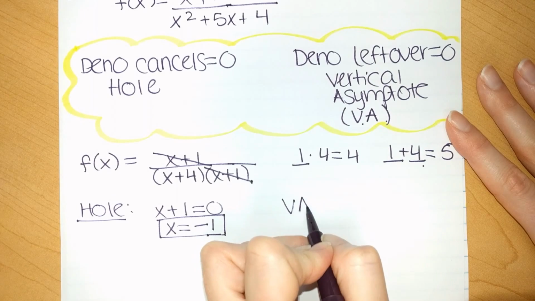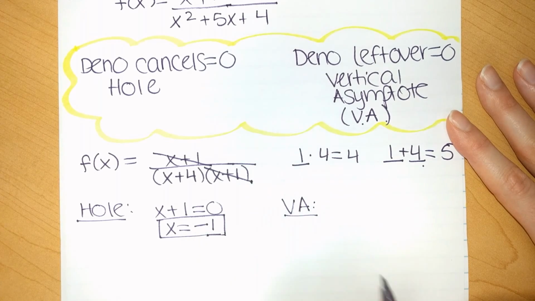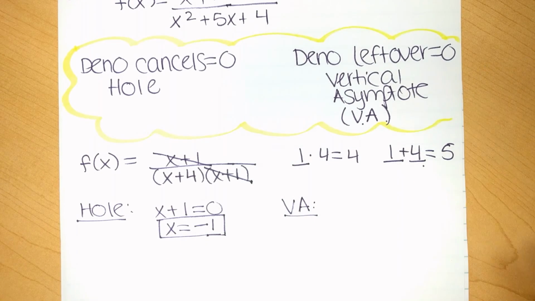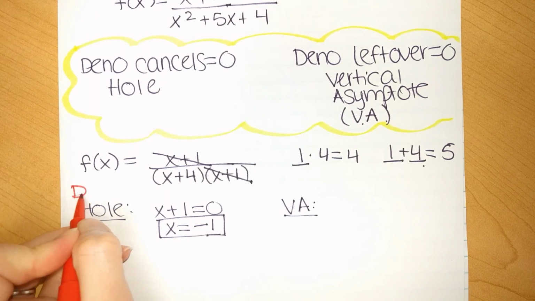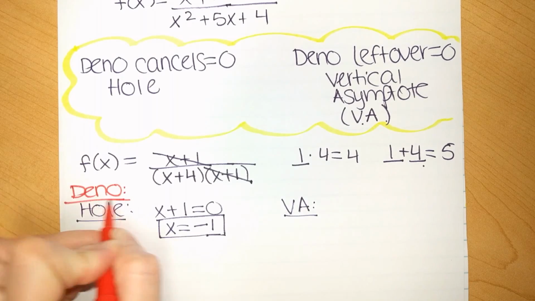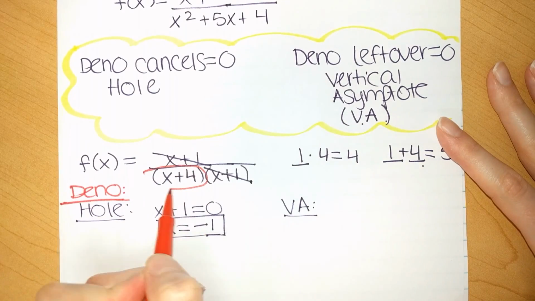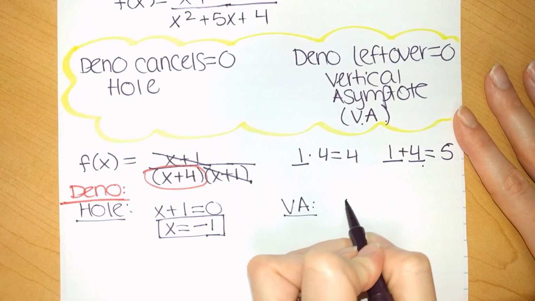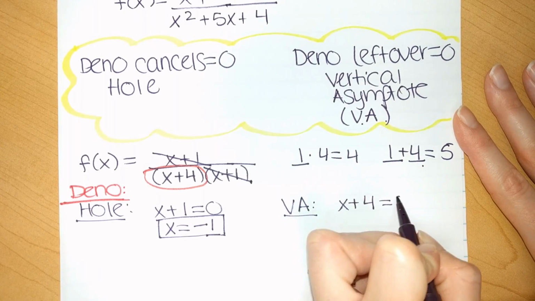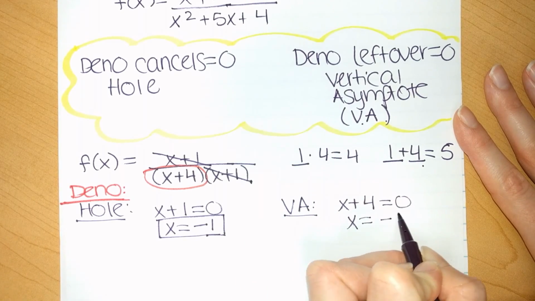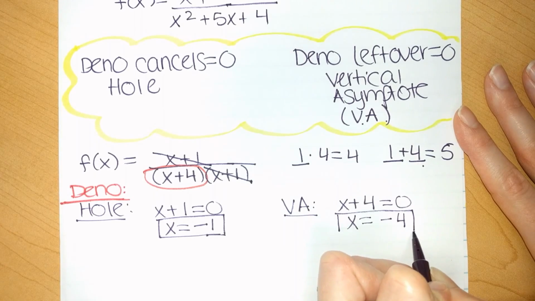And then our vertical asymptote (VA) is going to come from what is left over. Now, when you go through all of this, what you're focusing on is not the numerator. You're focusing on the denominator. So this is everything in the denominator that cancels or doesn't cancel. So you look at the denominator, you have x + 4. So that's the leftover part of the denominator.